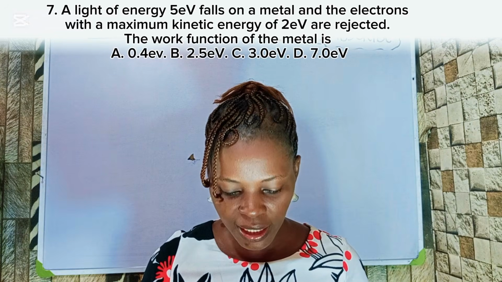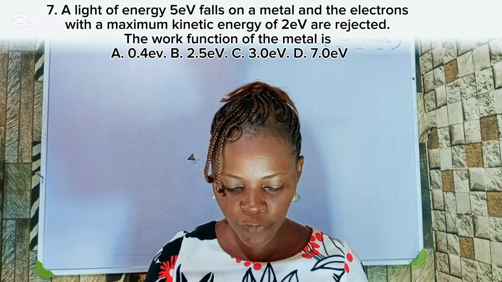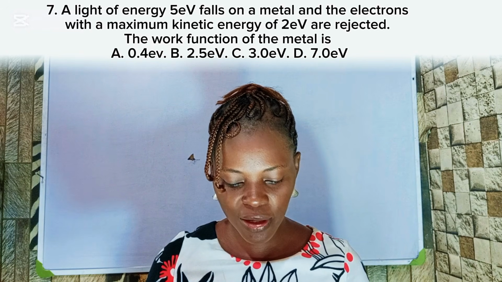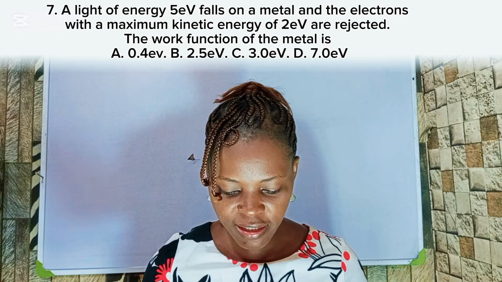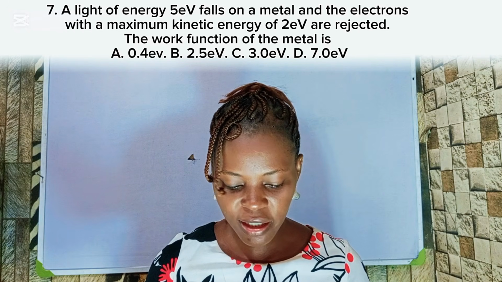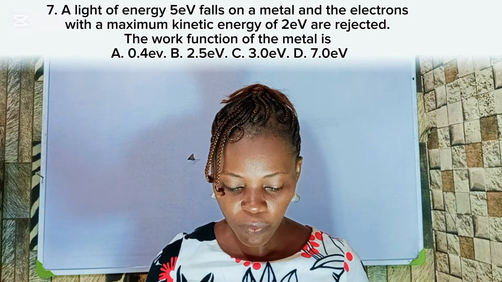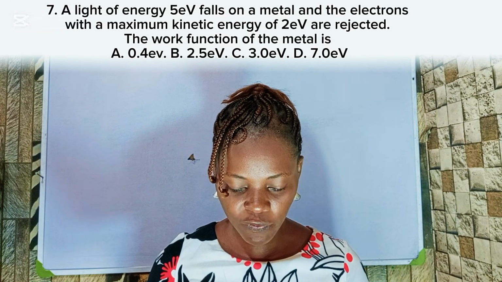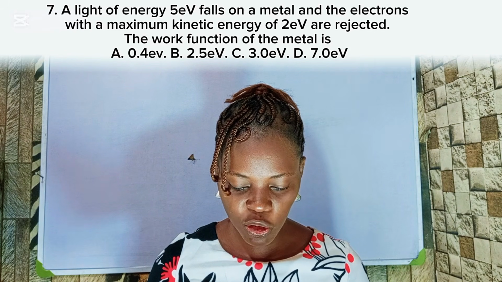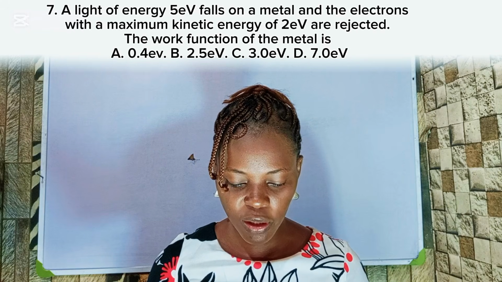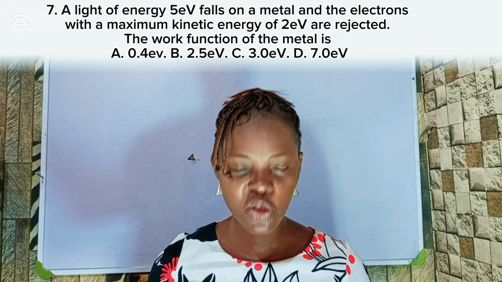Question 6. A light of energy 5 electron volt falls on a metal and the electrons with a maximum kinetic energy of 2 electron volts are ejected. The work function of the metal is what? We have the following options. Option A 0.4 electron volt, option B 2.5 electron volt, option C 3.0 electron volt, option D 7.0 electron volt.